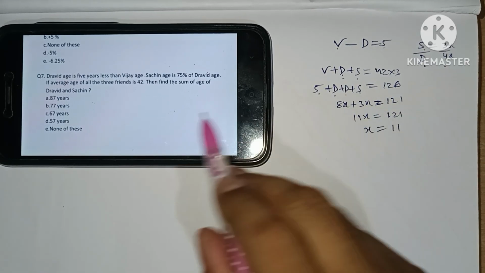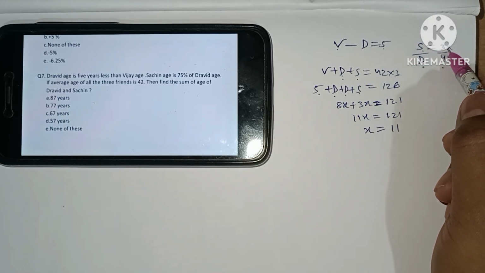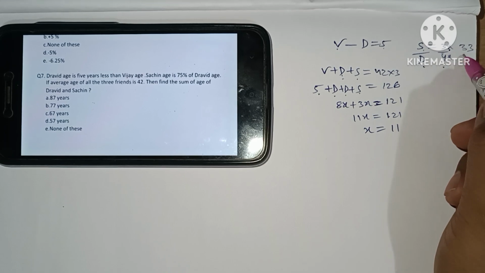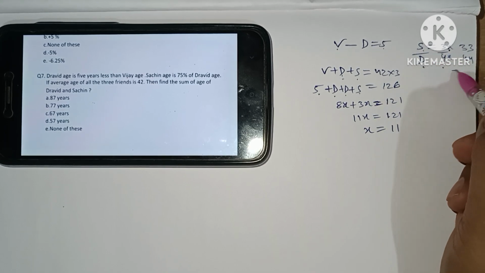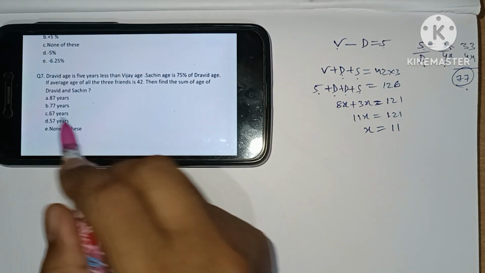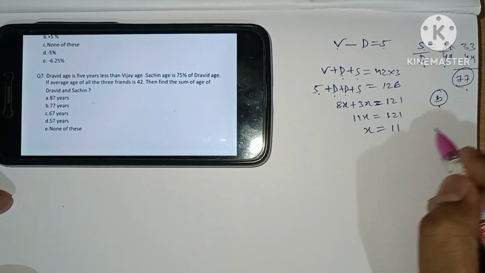So the question asked is the sum of the values of D and S. Here in place of x we place 11. 3 times 11 will be 33 and 4 times 11 is 44. The sum of these two is 77. So the answer is 77. Option B is our answer. Okay, the 7th question answer is B.